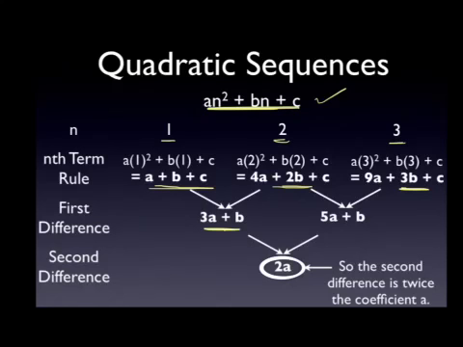And for the next number there, I get 5a plus b. And when I find the second difference, I get 2a. So the second difference is twice the coefficient a here. We're going to use this information to find the nth term of a quadratic sequence.